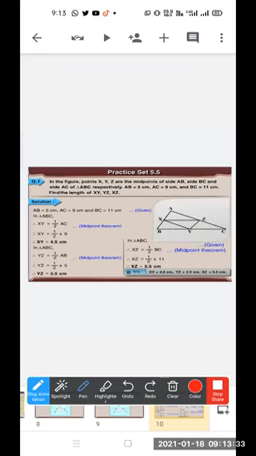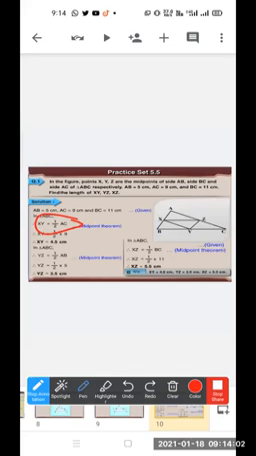So XY is half of AC. The segment joining the midpoints of any two sides of a triangle is parallel to the third side. So here XY is parallel to what? XY is parallel to AC, and XY is half of it. So XY is half of AC.